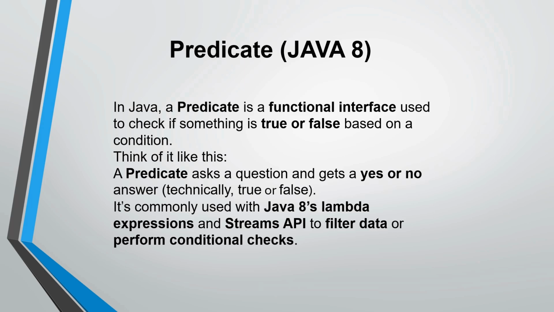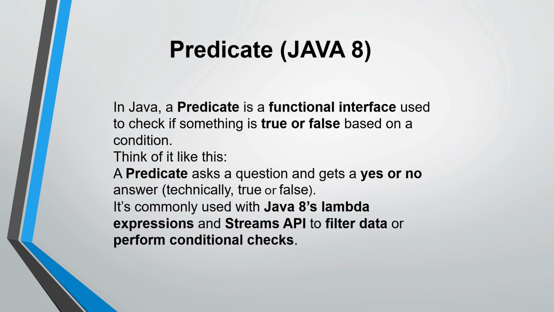This is the syntax of the Predicate functional interface. This interface is present in the java.util.function package, and it contains only one abstract method, which is test. So just remember these things. It will help you in the interviews as well. Lambdas are used to provide the implementation for the interface. So always remember that.